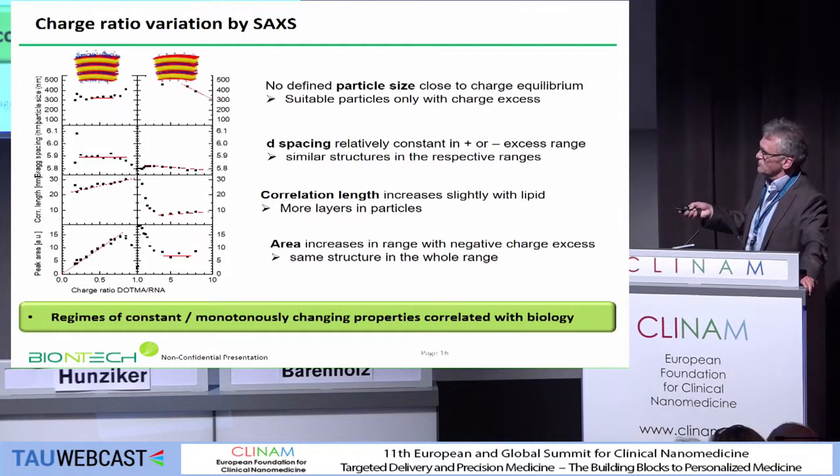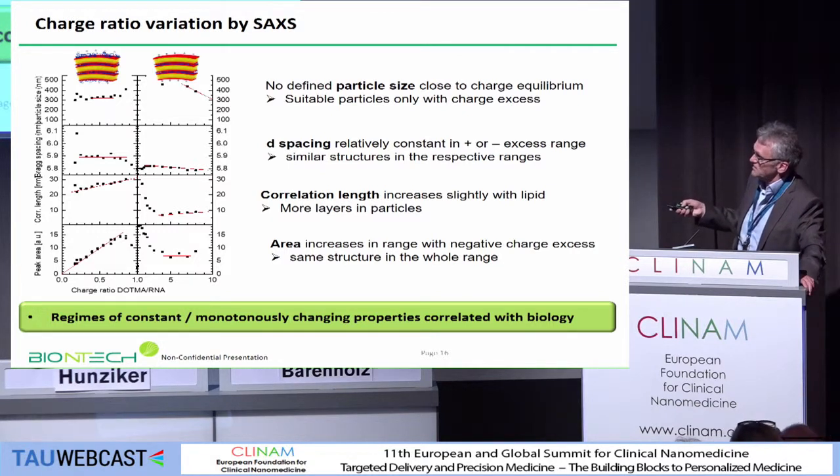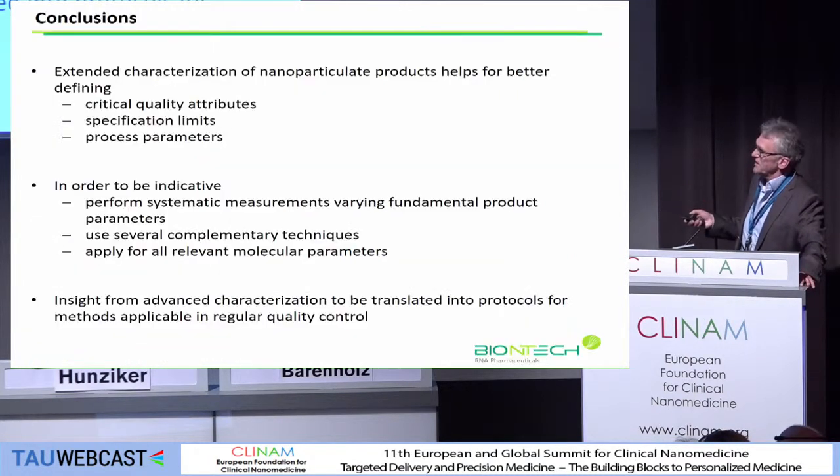So analyzing these curves, we can now identify regimes here where either a parameter changes monotonously or is constant, which gives us the space where we can manufacture our product, and the same is true for the positive excess. Such information is an important basis for defining process and product conditions, and helps us then to come up with specifications for our pharmaceutical products for further development.